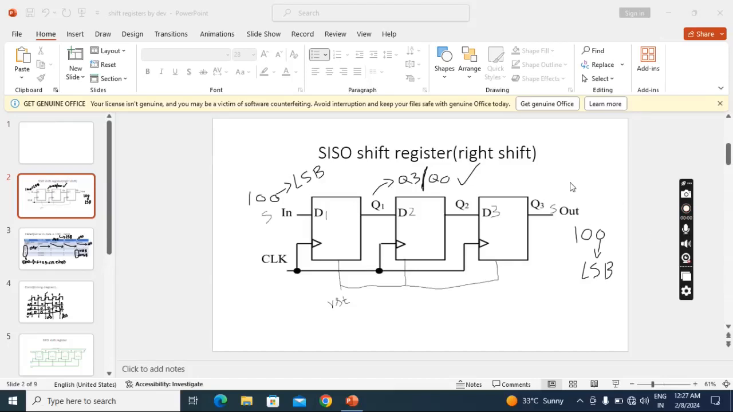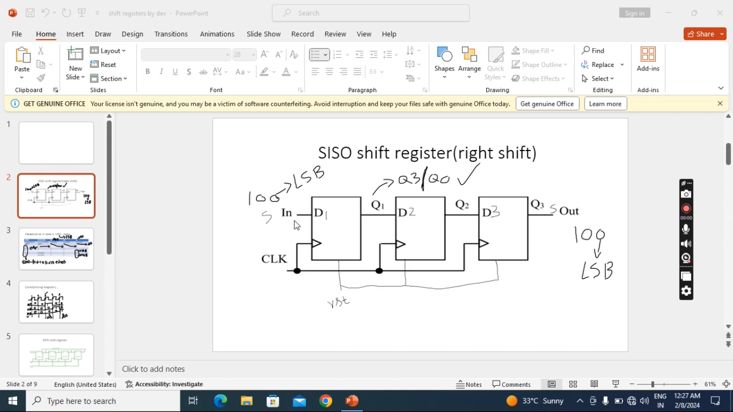In this lecture, we'll discuss the serial in, serial out shift register. This serial in, serial out can be a right shift register or a left shift register. For example, if I apply input at the left side, it will become right shift. Suppose I apply input at the right side, it will become left shift.